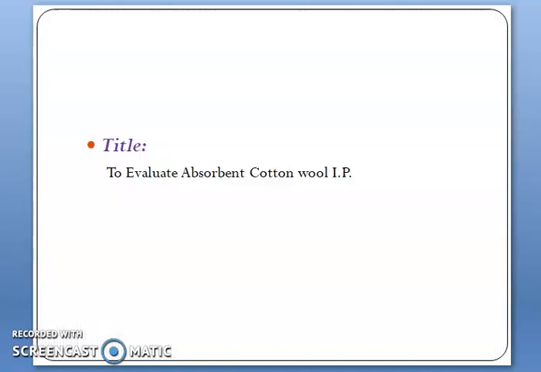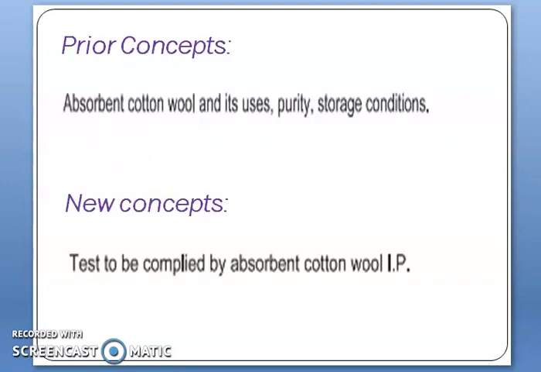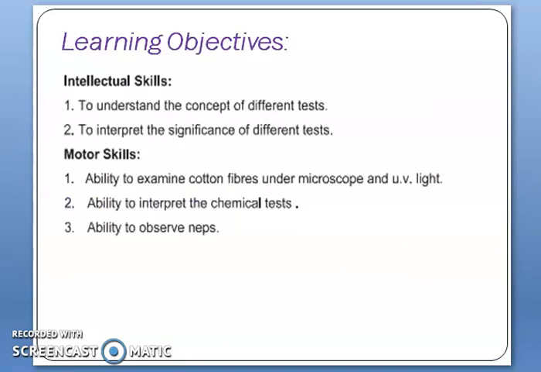The title of this experiment number 15 is to evaluate absorbent cotton wool IP. The prior concept is absorbent cotton wool and its uses, purity, and storage condition. Then the new concept is the tests to be completed for absorbent cotton wool IP.